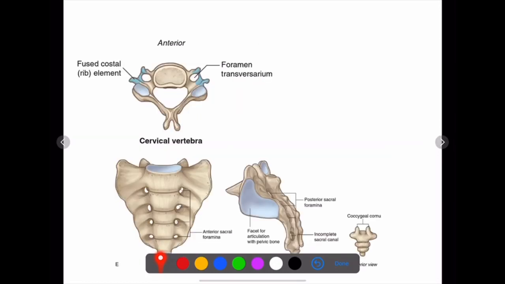This is the picture for the cervical vertebrae and the sacrum bone, which is formed by the fusion of 5 sacral vertebrae. This is a lateral view of the sacrum, and this is the coccyx bone.